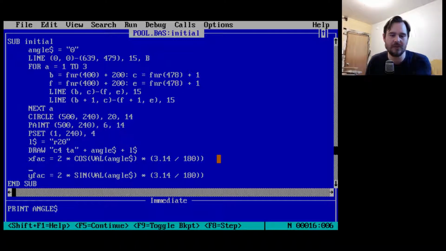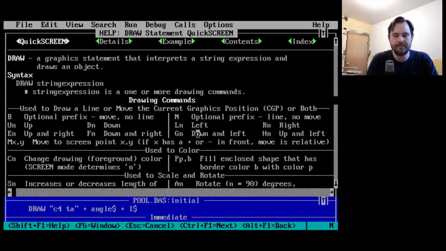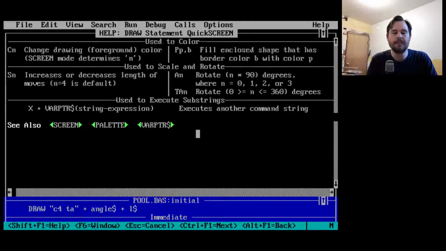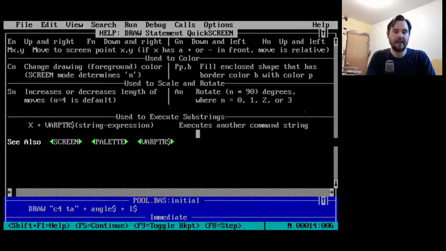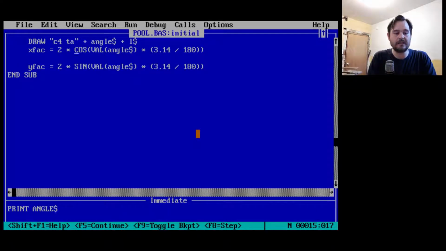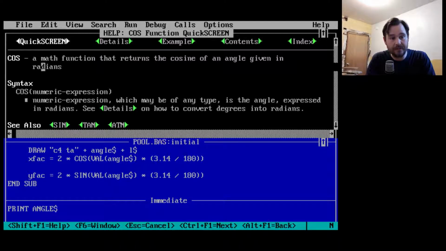Yeah, 2 cos A times pi over 180. Now the pi over 180. So the curious thing here, and we're going to get into some trigonometry, but the funky thing is the draw command takes, and I don't understand why, but the turn angle here is in degrees. Okay. But the trigonometric functions are in radians.